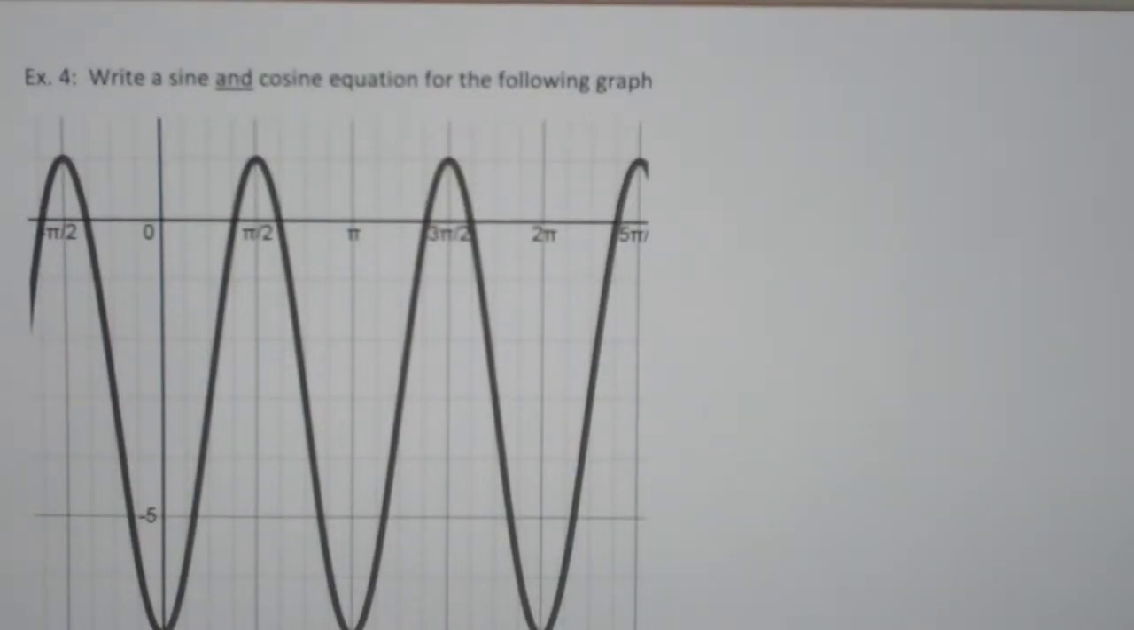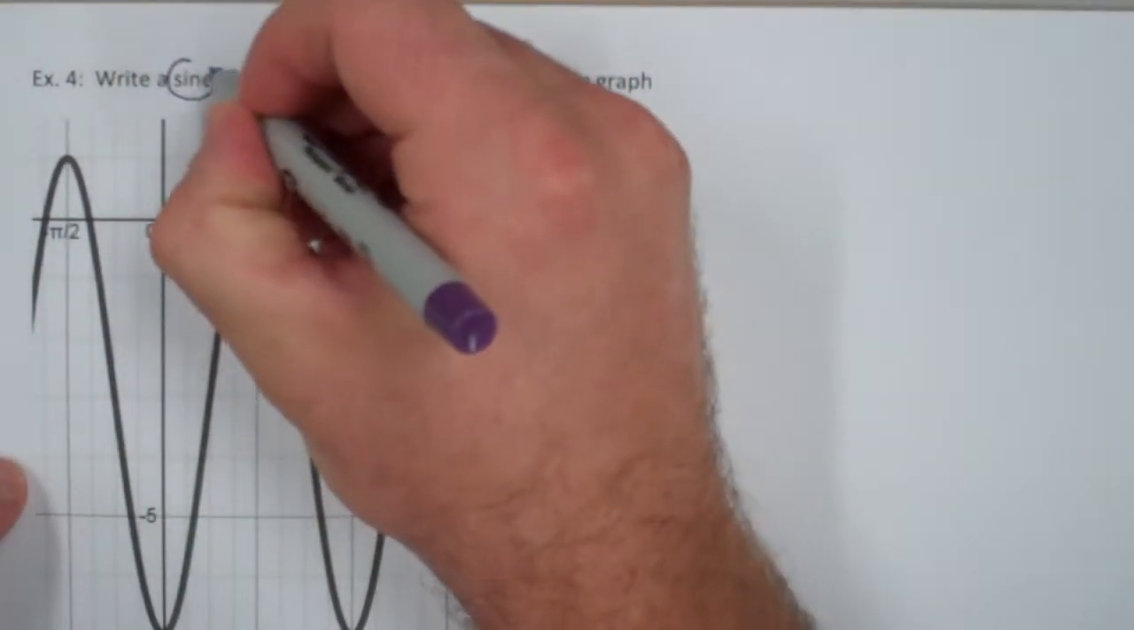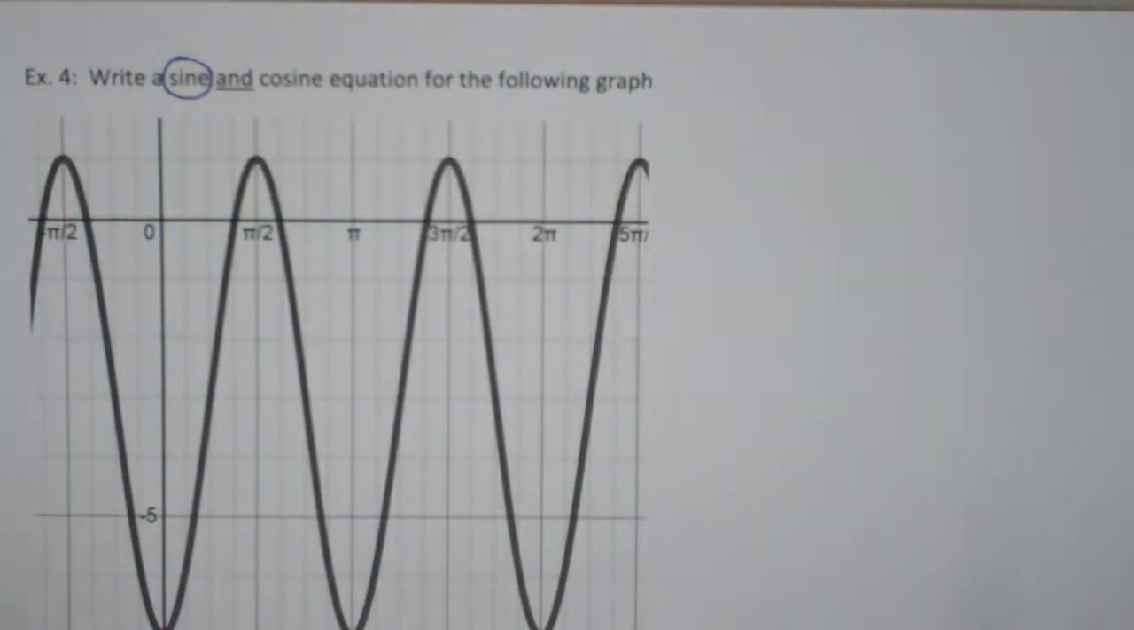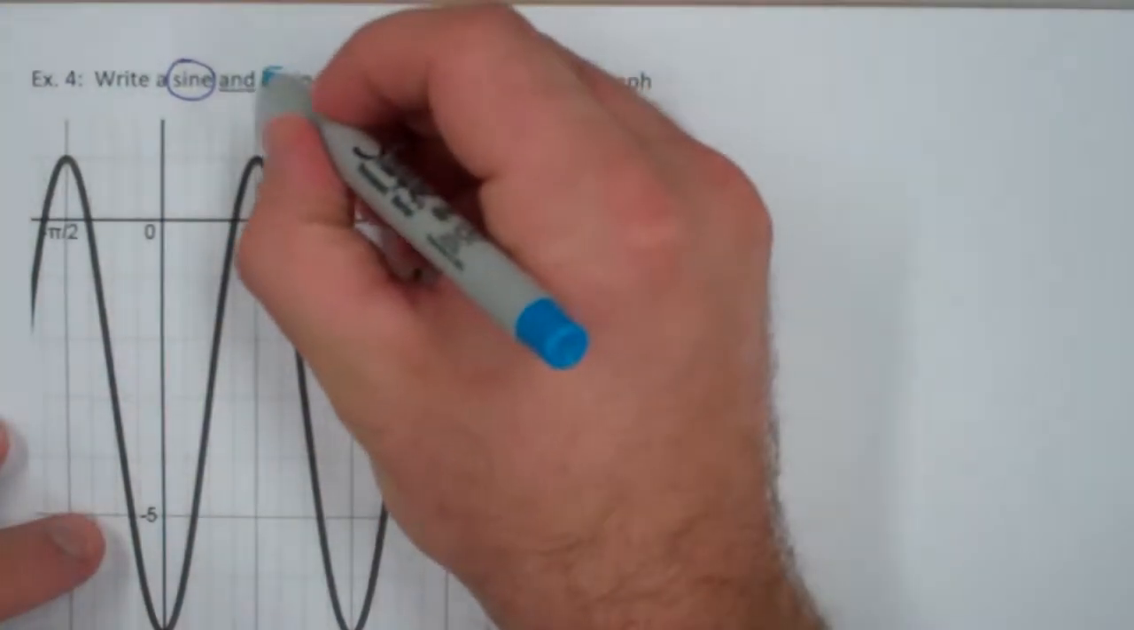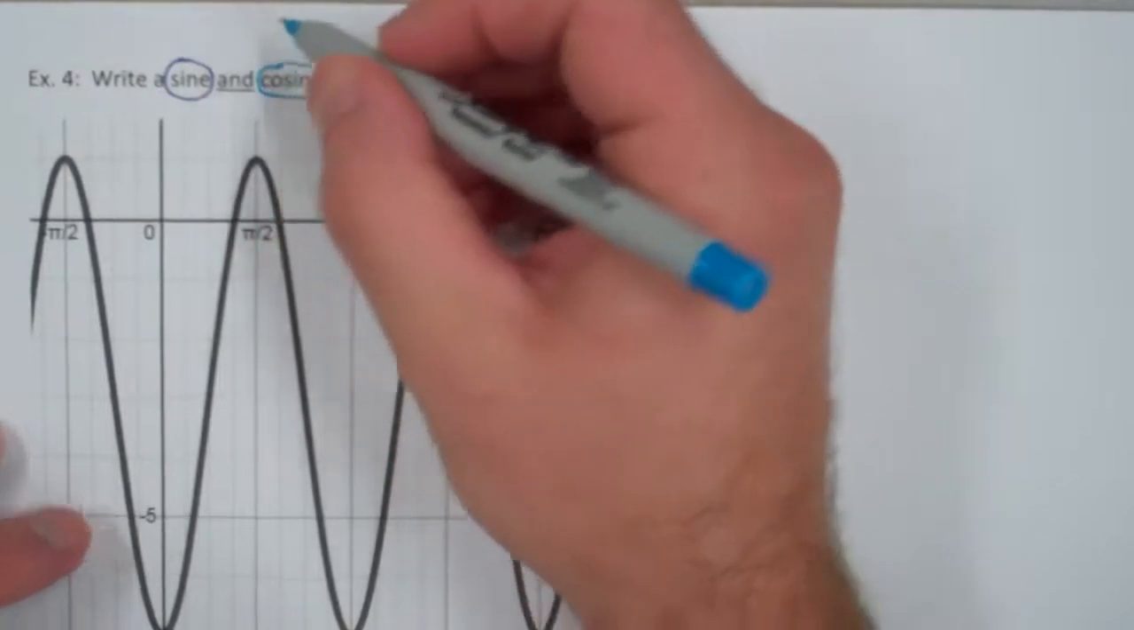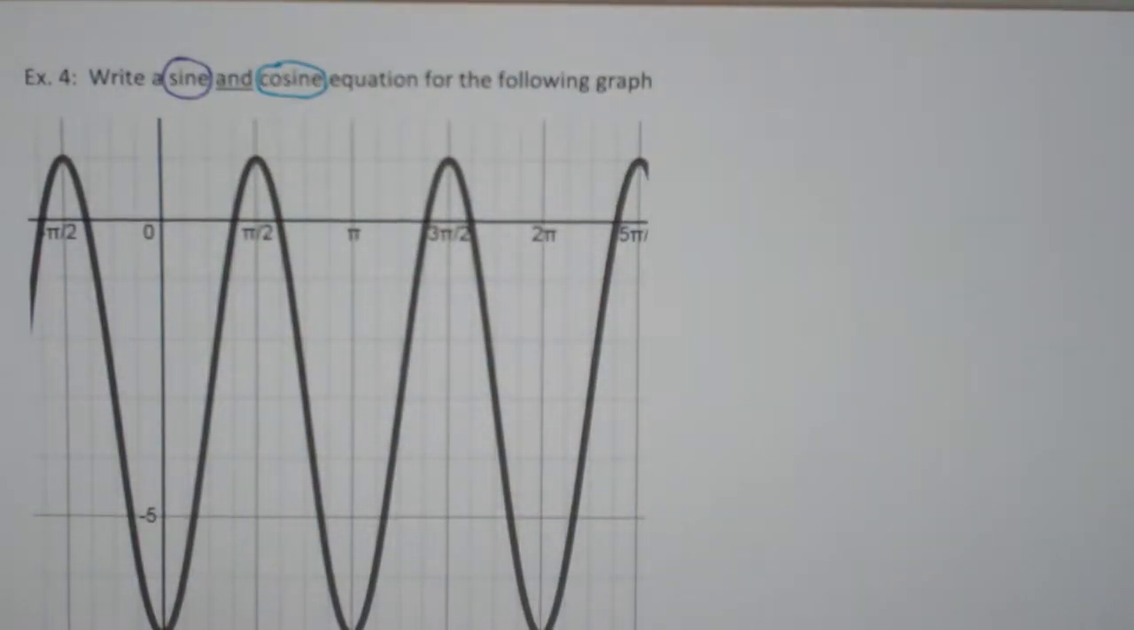In example 4, we need to write both a sine and cosine equation for the following graph. So I'll do the sine here in purple, same as the last video, and we'll do the cosine one here in blue. And we're going to go through this one a little quicker. If you do need a better explanation, please watch the previous video on example 4.